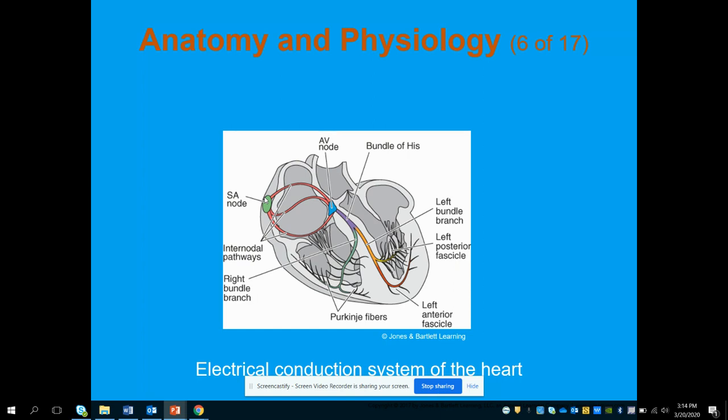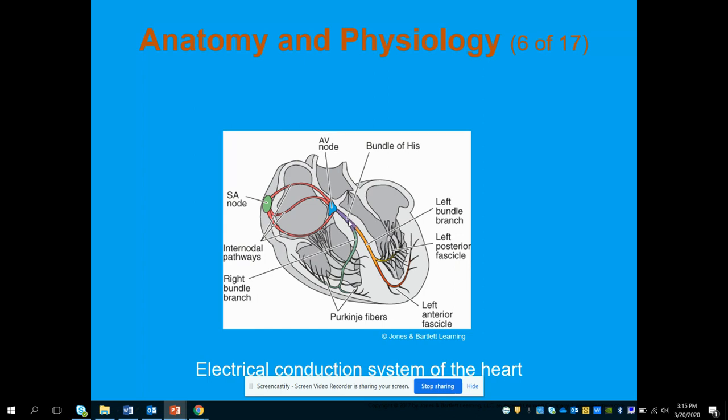Now, if the SA node fails to fire, then the heart's backup system is the AV node, or the atrioventricular node, this blue spot right here. And we can expect the heart rate to generally be between 40 and 60 beats per minute if it's coming from the atrioventricular node. If that fails to fire, then it'll come down just a little bit and the bundle of His might fire, and so we're still anticipating around 40 or so beats per minute.